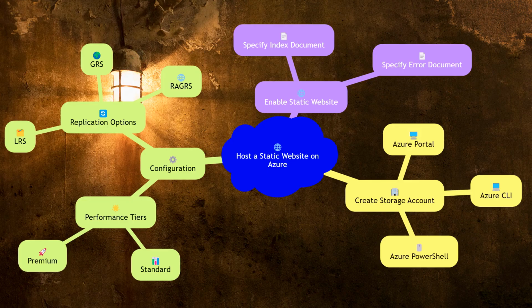To host a static website on Azure, you first need to create an Azure Storage account. This can be done through the Azure Portal, Azure CLI, or Azure PowerShell. When creating the storage account, you can choose between different performance tiers, standard or premium, and replication options, LRS, GRS, RAGRS. Once the storage account is created, you can configure it for static website hosting by enabling the static website feature and specifying the index and error documents.